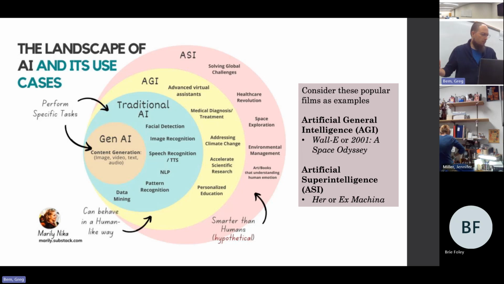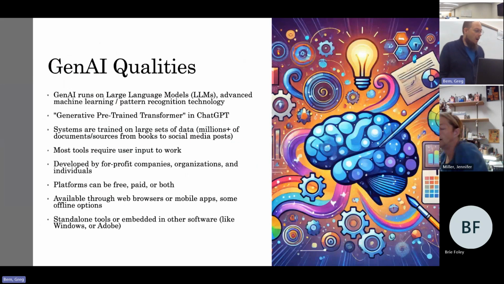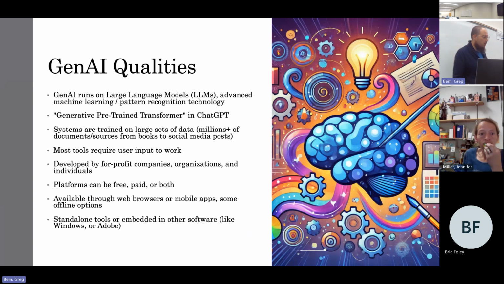But now you've seen the spectrum of AI, let's step back to what we're talking about today, which is GenAI. So when we talk about GenAI, we're talking about these types of technologies that can generate content. And first of all, GenAI runs on a type of technology called a large language model, or an LLM.